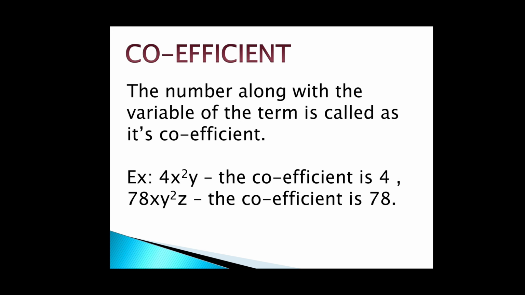Now, what is a coefficient, children? See, now example 4x square y, correct? Now, with this variable, right, before it there is some number. So, that number is called as the coefficient. The number along with the variable of the term is called as its coefficient. So, here 4 is the coefficient of x square y. Now, in the next term 78xy square z, what is the coefficient? The coefficient is 78. Why? Because it is a number which is along with the variable xy square z.